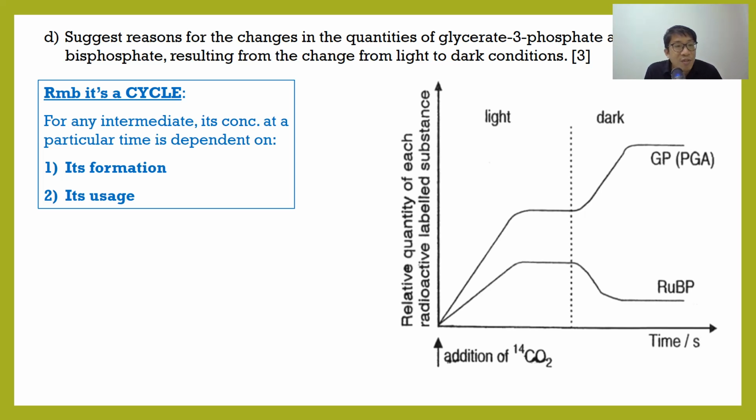Okay, and for the last part, the question is kind of similar to our A part 2. There is still changes again to the concentration of GP and RUBP, but this time round, instead of a decrease in carbon dioxide concentration, it is a decrease in light intensity. No more light. Okay, so the way to explain would still be similar. You need to look at both the formation and the usage, all right? So I hope you have learned how to do it from A part 2.